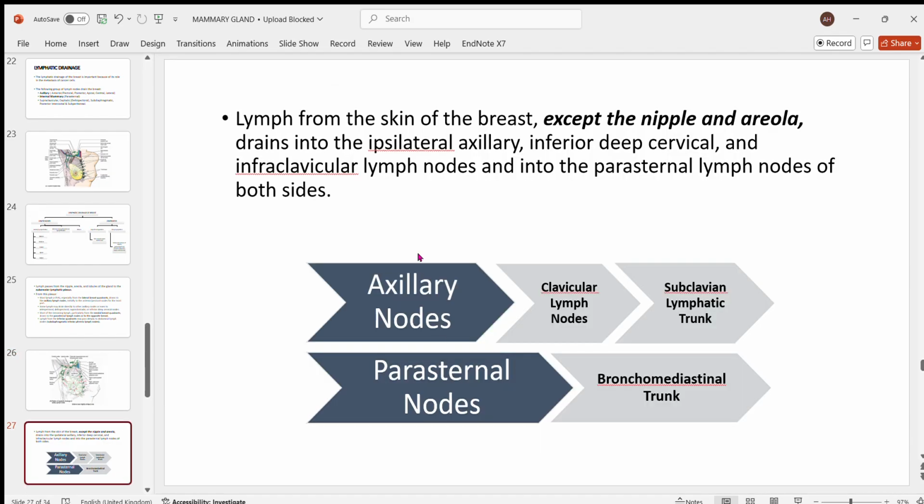So the lymph that is taken to the axillary nodes goes into the clavicular lymph nodes, and from here it is taken to the subclavian lymphatic trunk. And the parasternal nodes, they are drained into the bronchomediastinal trunk.